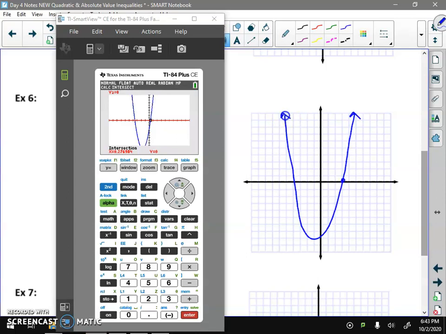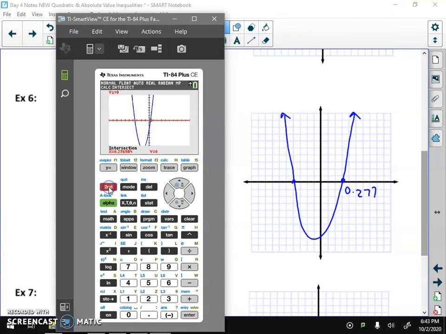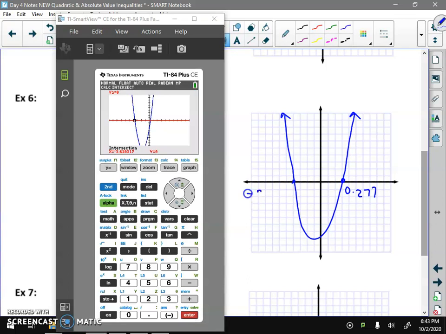This value right there is 0.277. I'm not worried about scale. These grids obviously don't count for 1. Let's go second calc again, 5. Let's go back this way. Spider closer to that one. Close enough. Enter, enter, enter. Negative 3.610. Always 3 decimal places.